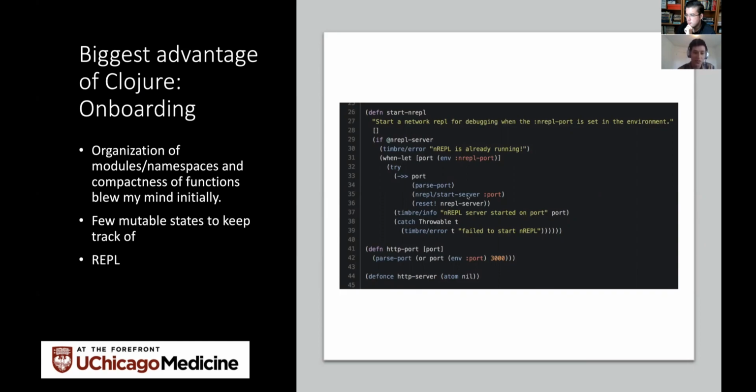This is in part just due to Andy, the project creator. He had good organizational abilities with code in general. But yeah, the language also does encourage that. In addition, due to the immutability, there were no mutable states to keep track of, which was helpful.